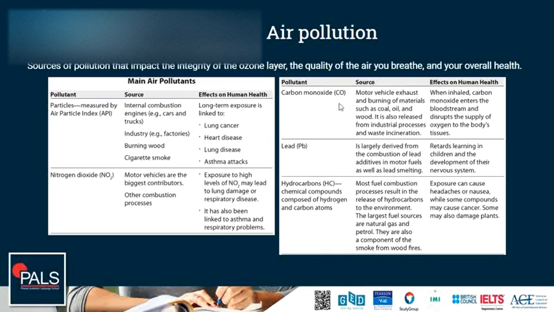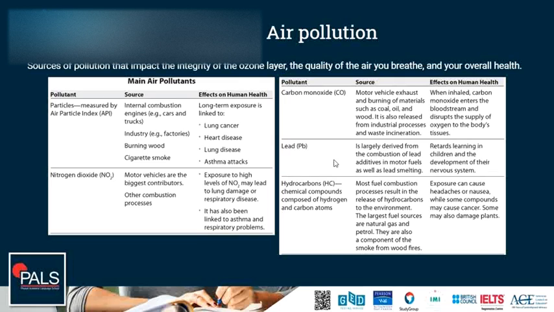Carbon monoxide comes from, again, combustion engines from cars and burning coal and oil and wood and other industrial processes. When inhaled, carbon monoxide enters the bloodstream and disrupts the supply of oxygen. It's highly toxic since it binds to the hemoglobin in our red blood cells permanently, which means these red blood cells will not be able to transport oxygen anymore. Lead is largely derived from the combustion of lead additives in fuels, and it retards learning in children and the development of their nervous system.